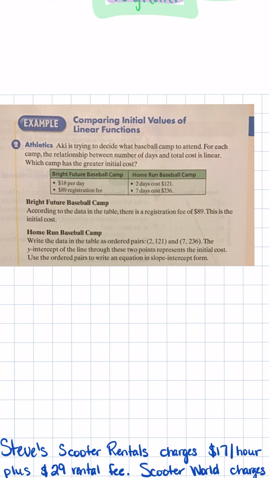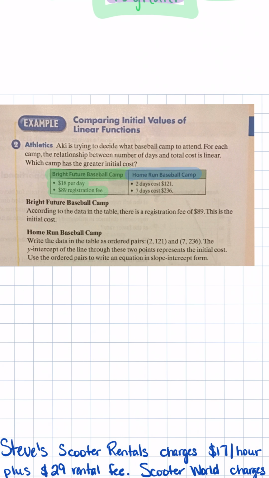So comparing initial values of linear functions. Aki is trying to decide what baseball camp to attend. For each camp, the relationship between the number of days and the total cost is linear. Which camp has the greater initial value? So Bright Future Camp is $18 per day and $89 is the registration fee.